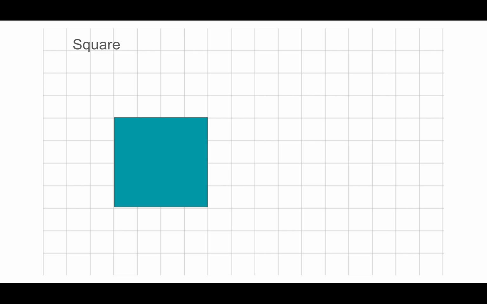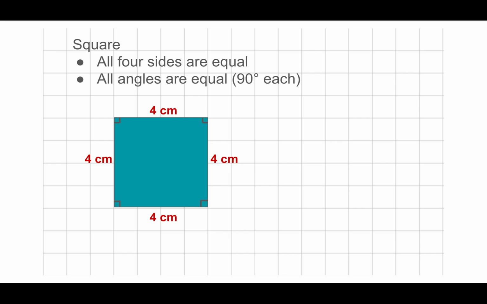Let's start with a square. For a square, all four sides are equal. Therefore, if one side is 4 centimeters, that means all the sides need to be 4 centimeters. Another thing about squares is that all the angles are equal to 90 degrees. And to show that they're 90 degrees, you'll see that there's a little box here. So if one's 90 degrees, they all have to be 90 degrees.